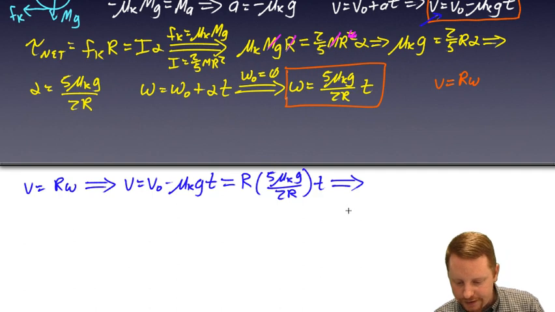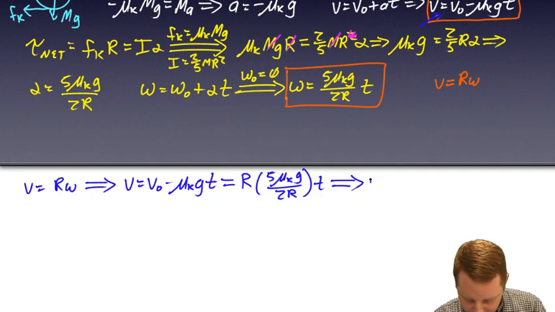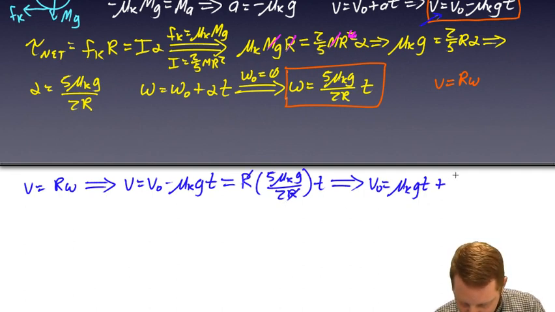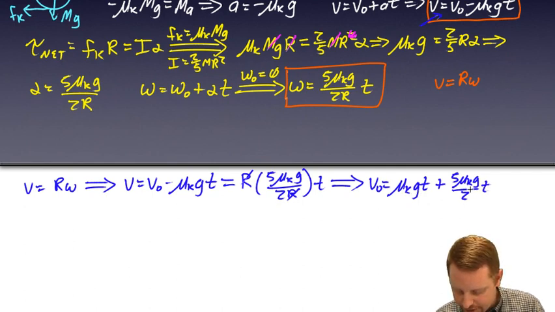So I would rewrite this then to say that v0 equals, let's add mu k g t to both sides to get all the t's together. So that's going to be mu k g t plus, well, over here we've got r over r. That's going to make a ratio of 1. So we're going to have 5 mu k g over 2 t. So we've got mu k g t plus 5 halves mu k g t. That's going to be 7 halves mu k g t.